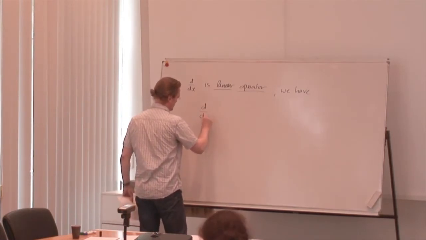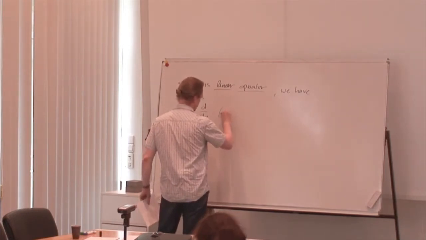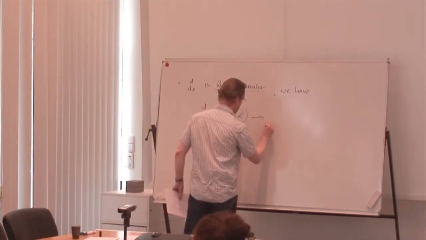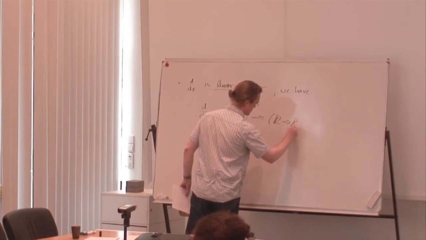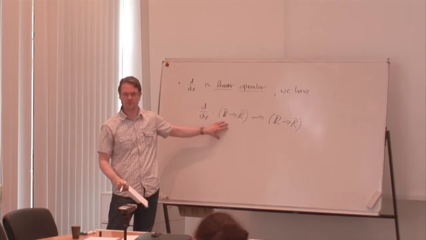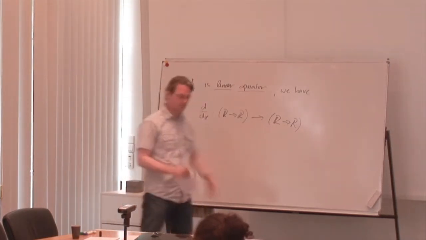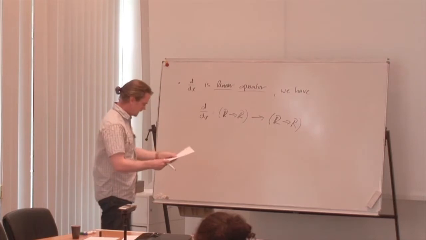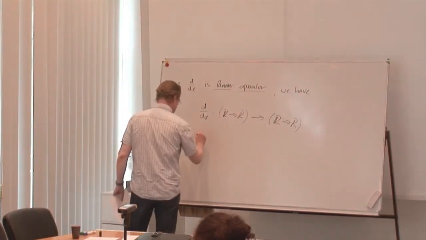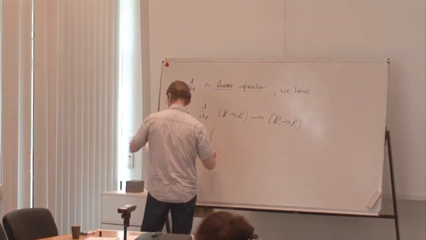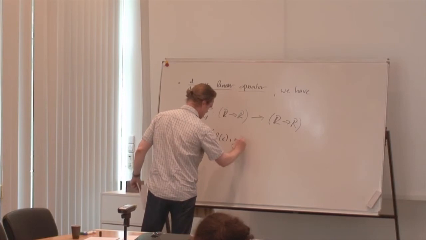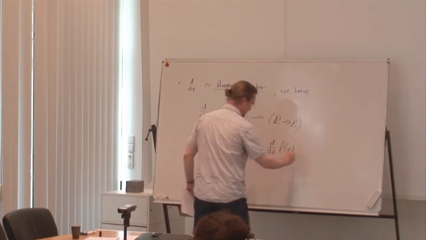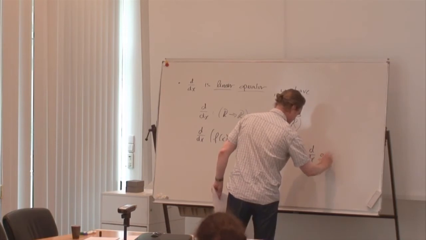d dx takes, in our case, a function that maps from the reals to the reals and produces another such function. So this is an operator. It has an input argument and produces an output, and the input and the output are not numbers, but functions. I said it is linear, and that is to say that if we compute the derivative of a function f of x plus another function g of x, we know that this is d dx f of x plus d dx g of x.